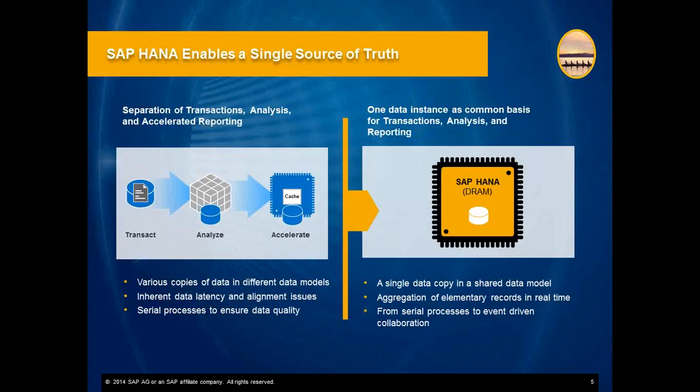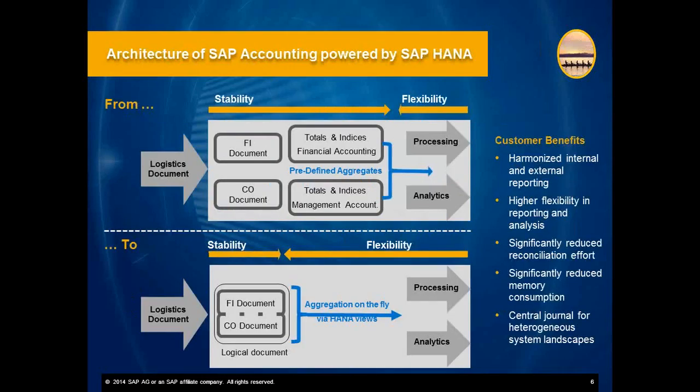So that one single source of truth I think is really important. That's where we're getting to. Many aspects are already available. And on the way there with Simple Finance today, there are two key architectural changes available with the SAP Accounting powered by SAP HANA aspect. So imagine at the top we see logistics documents coming in from the side.